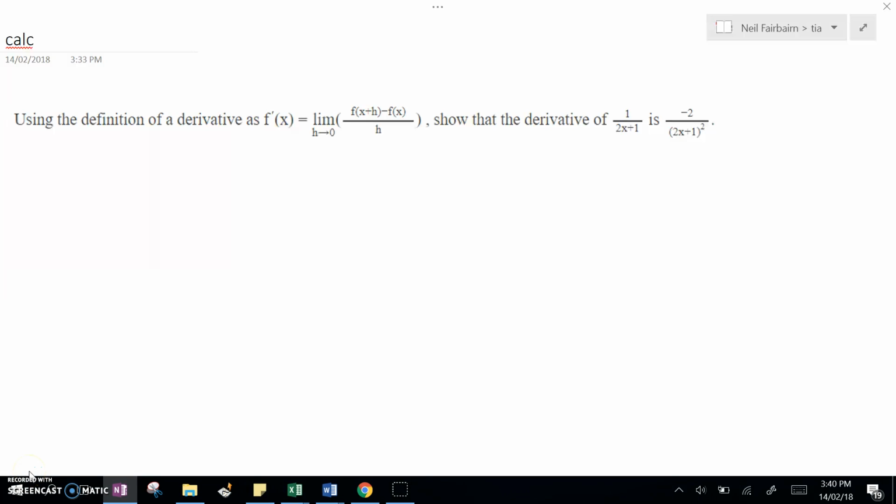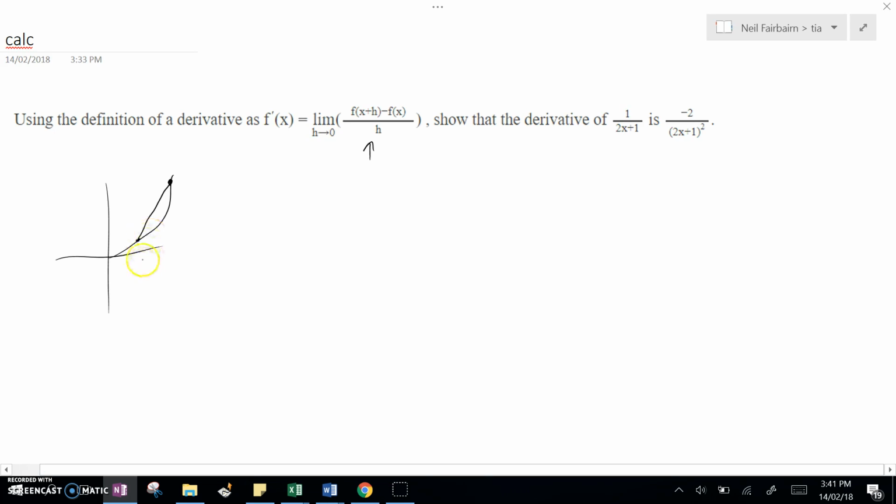Today we're looking at using first principles to find the derivative. So this is kind of like an introduction into finding derivatives. Essentially what first principles is talking about is, if you've got some function and you are finding the derivative, well, we know how to find the slope from a point to another point if it's a straight line.